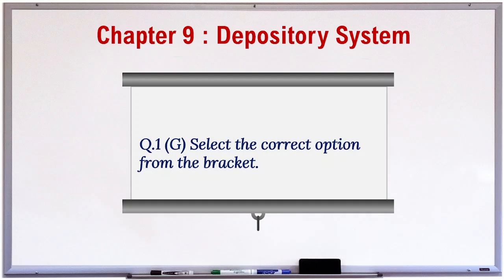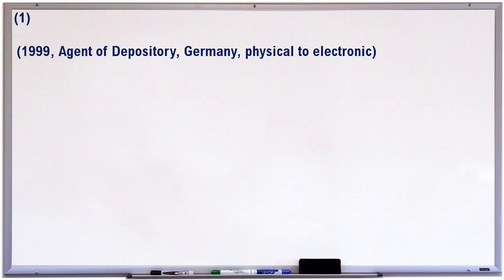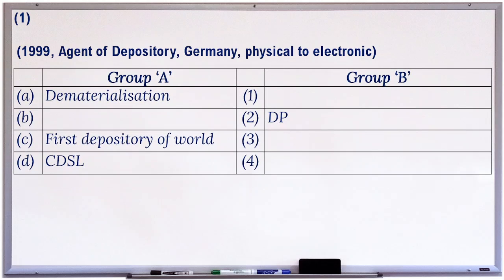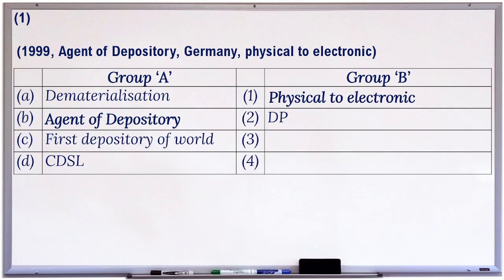Question 1. G. Select the correct option from the bracket. 1. 1999, Agent of Depository, Germany, physical to electronic. A. Dematerialization. The correct option is physical to electronic. B. DP. The correct option is Agent of Depository. C. First Depository of World. The correct option is Germany. D. CDSL. The correct option is 1999.